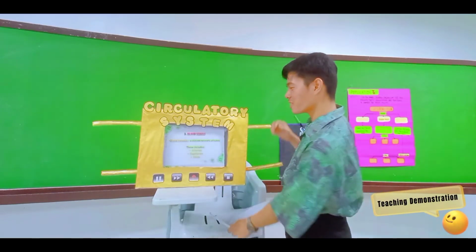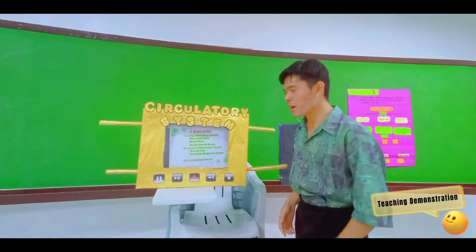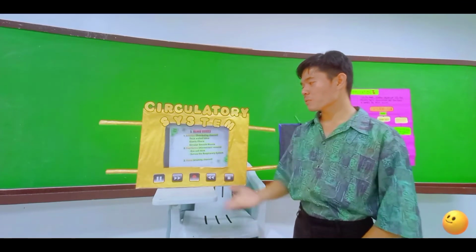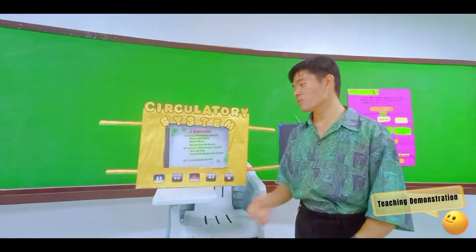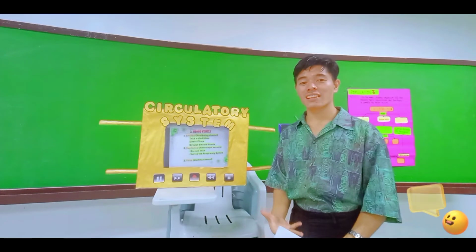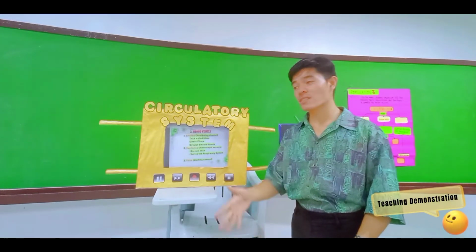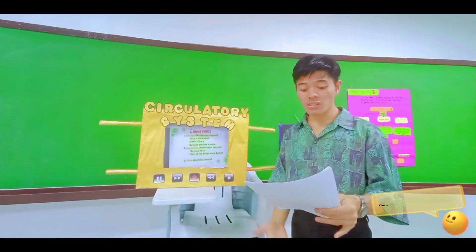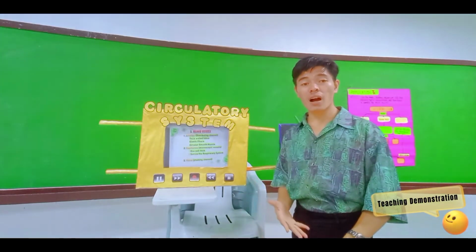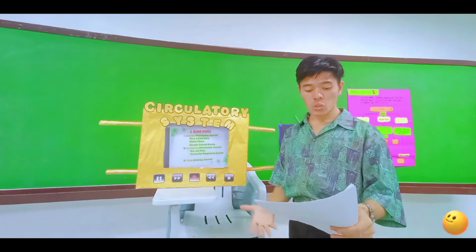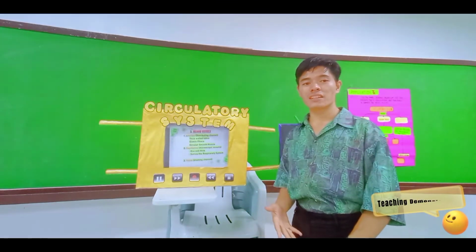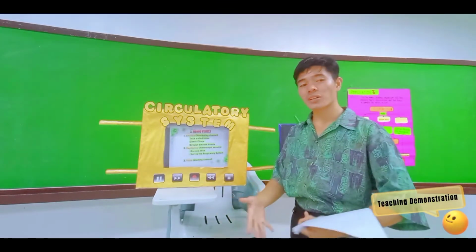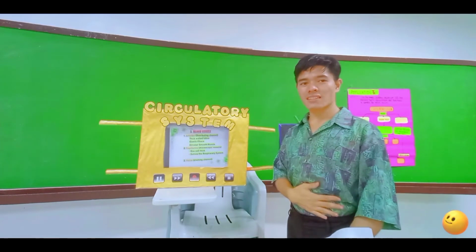So let's turn to the next page. We have blood vessels. Number 1, we have arteries, or the distributing channel. Why distributing channel? Because arteries carry oxygenated blood away from the heart to the cells, tissues, and organs of the body. So in short, it is the one that gives us nutrients.